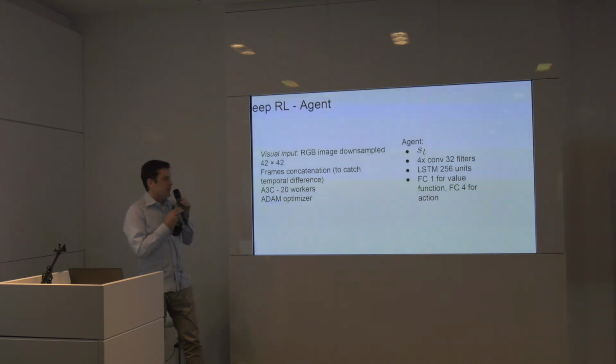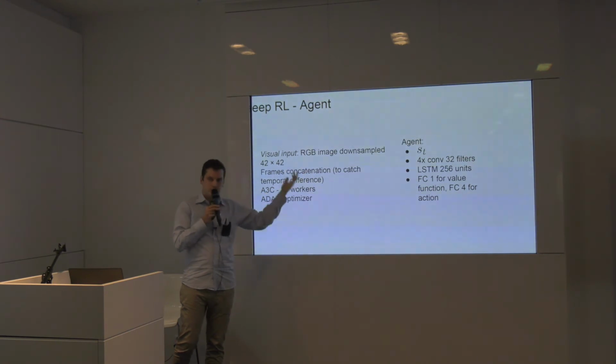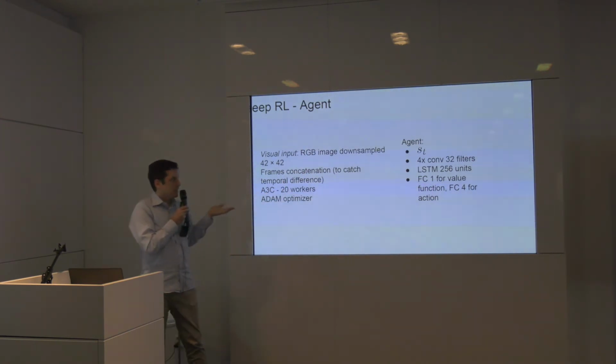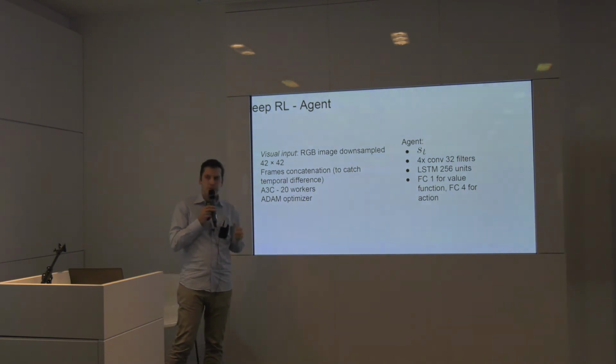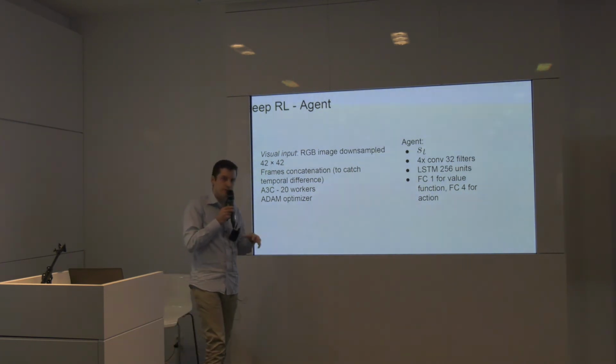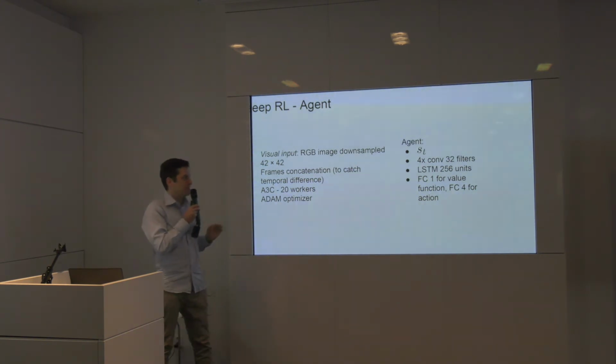So the agent is a neural network. It gets a state. After some feature extraction through convolutional neural networks, there's an LSTM to catch the temporal difference. So it's a long short-term memory cell which catches temporal differences. It's a recurrent neural net. It's getting technical, but you don't have to remember this detail.